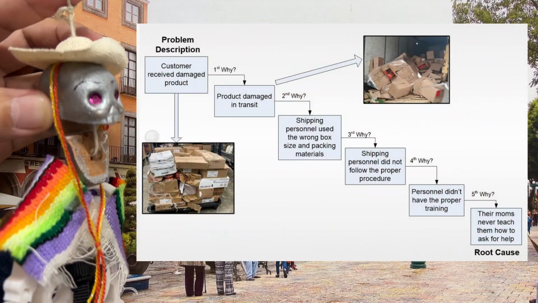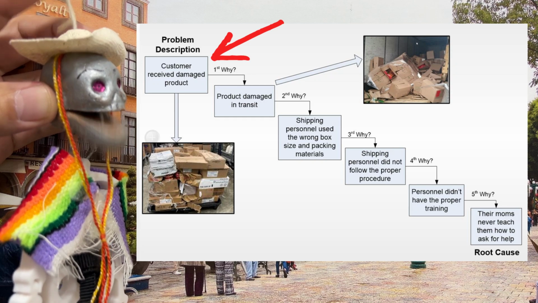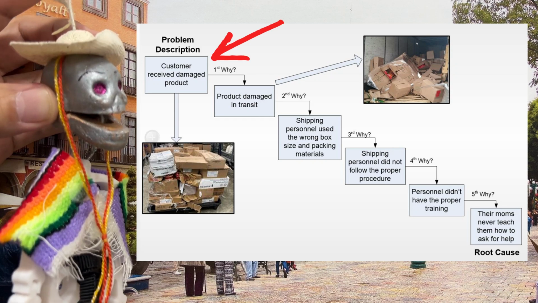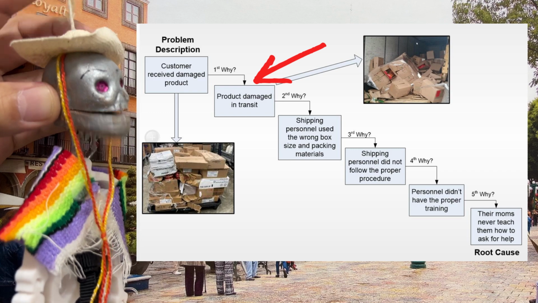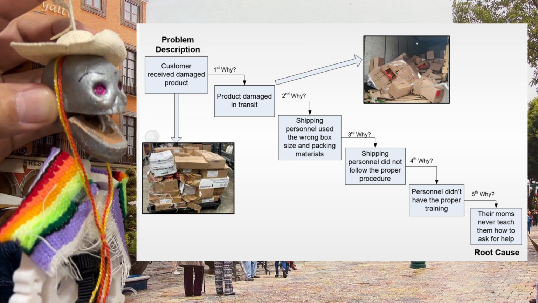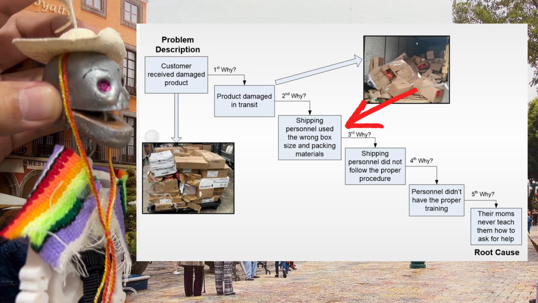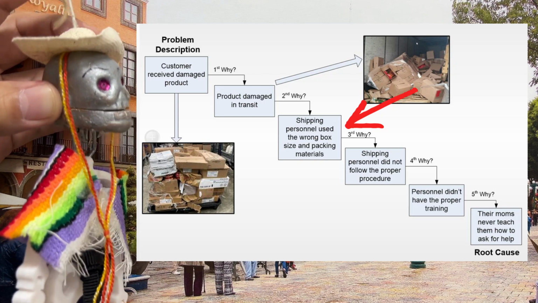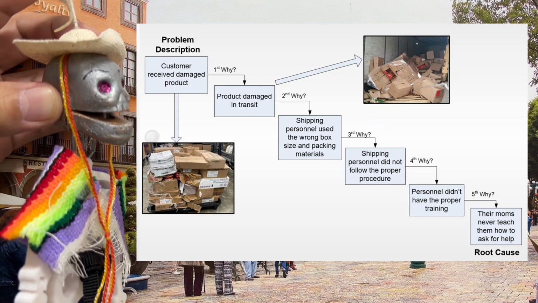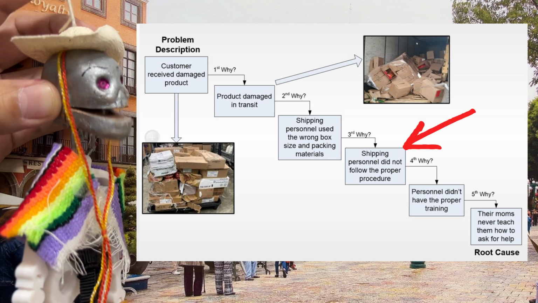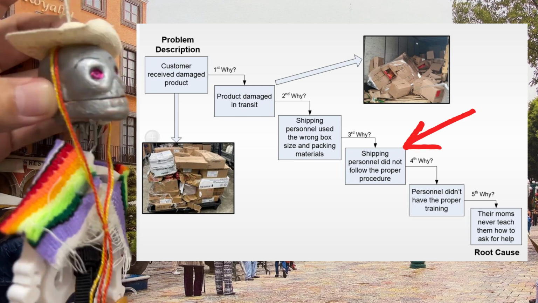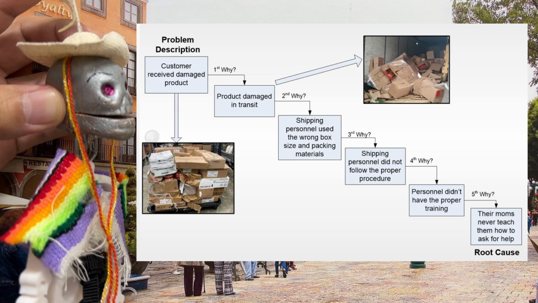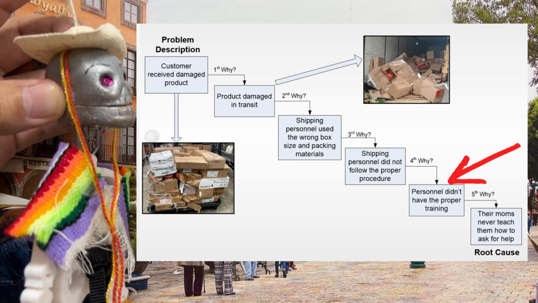Here we go. The problem is that the customer received damaged product. But why? Because the product was damaged in transit. But why was it damaged in transit? Because the shipping personnel used the wrong box size and packing materials. But why did they use the wrong packing materials? Shipping personnel did not follow the proper procedure. But why did they not follow the procedure? Well, they didn't have the proper training.